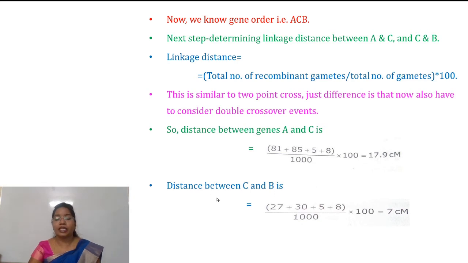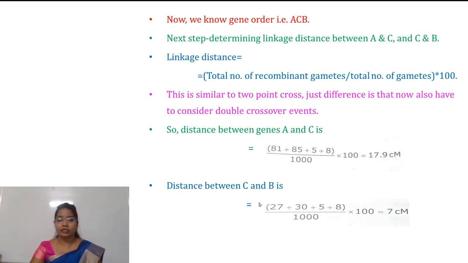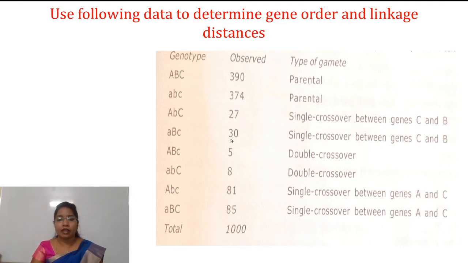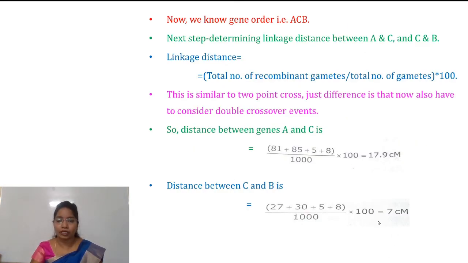Okay. Similarly, if we have to calculate the distance between C and B, these are the numbers, recombinants 27 plus 30, plus the double crossovers 5 and 8. So the distance between C and B is calculated as 27 plus 30 plus 5 plus 8 divided by the total offspring, 1000, multiplied by 100, is equal to 7 centimorgan. So in this way, the gene order and the distance between two genes can be calculated.